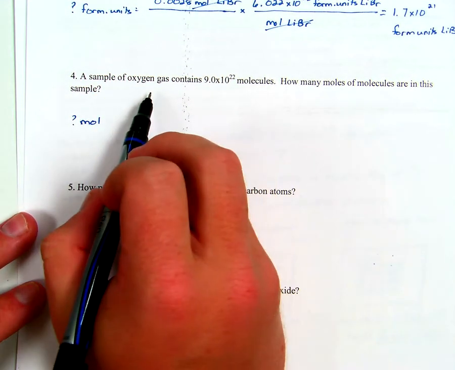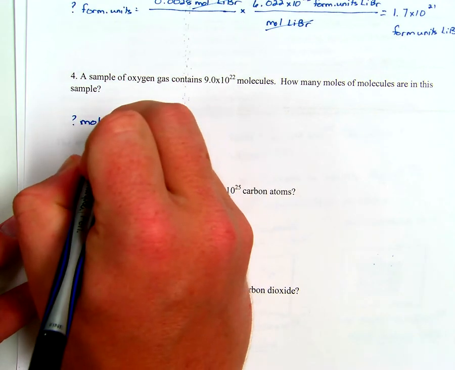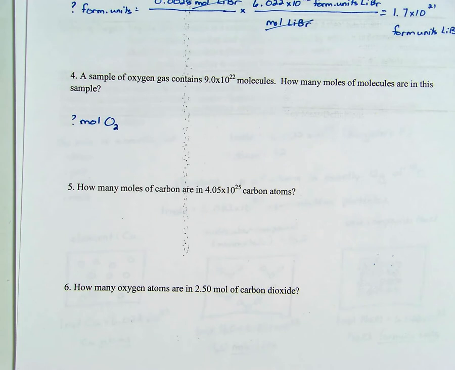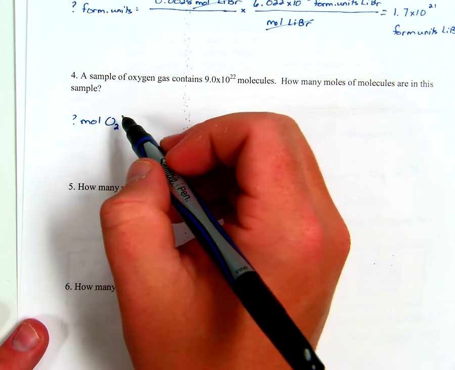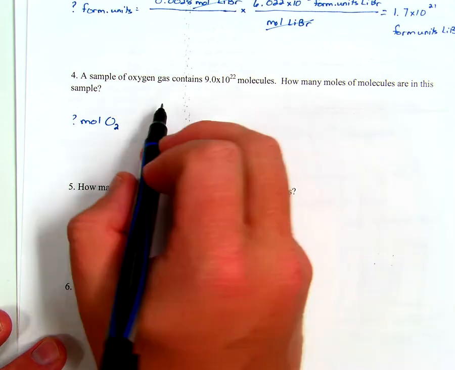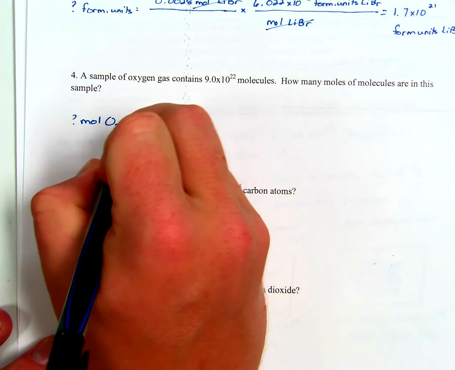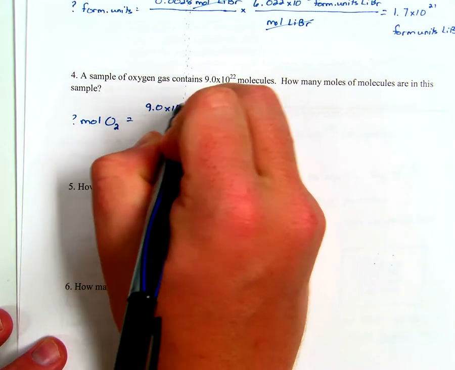You might think, well, why wouldn't it be an atom? Well, that's because oxygen is a diatomic element, meaning it does not normally exist as an individual atom. It exists as two atoms, thus diatomic. Two atoms of the same element bonded together. So that's why we use the term molecules instead of atoms. So how many moles of O2 would be equal to 9.0 times 10 to the 22nd molecules of O2?